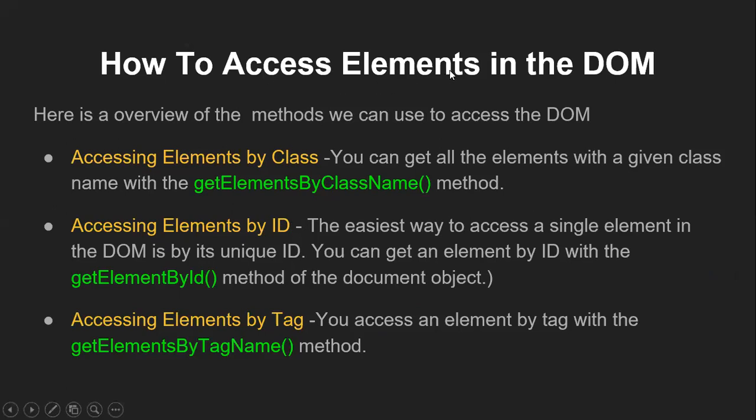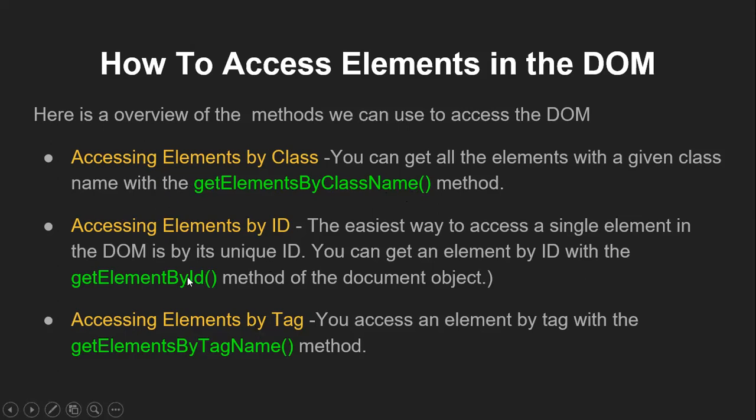Now, how can you access elements in the DOM? We can use the getElementsByClassName method. We can also use getElementById. You know, we've learned about class name and ID in CSS. So this is class name, which you can use to get elements in our code. We can also use getElementById to get elements from our HTML code. We can also use the tag name, called getElementsByTagName.